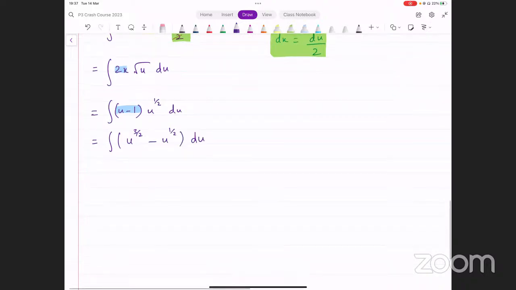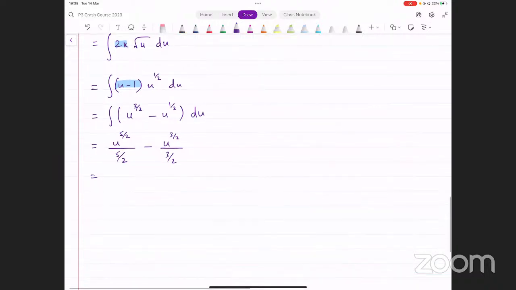You can just integrate these two expressions separately. What's the integral of u raised to power 3 over 2? It's a simple power function. Add 1 to the power, u raised to power 3 over 2 plus 1. That is going to become u raised to power 5 over 2. Divide by the increased power. So you divide by 5 over 2 minus u raised to power 1 over 2. What's the integral of u raised to power 1 over 2? You add 1 to the power, 1 over 2 plus 1. That gives you 3 over 2. Divide by the increased power. So you divide this by 3 over 2.